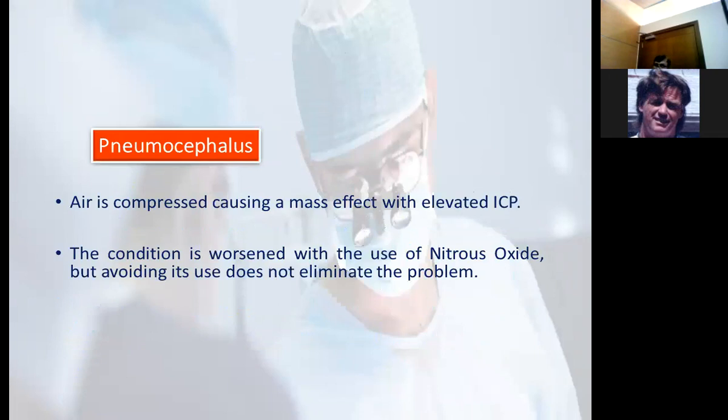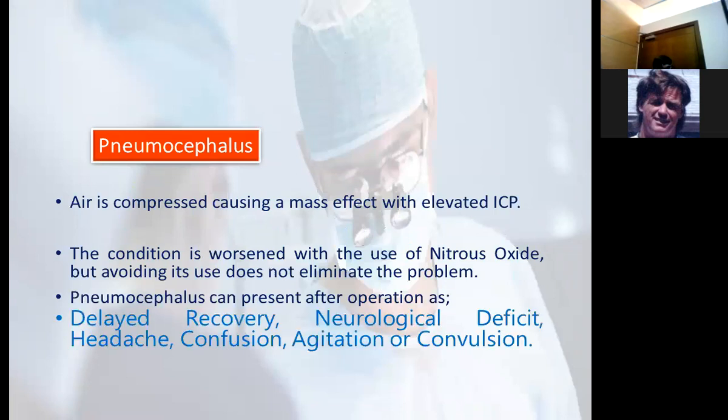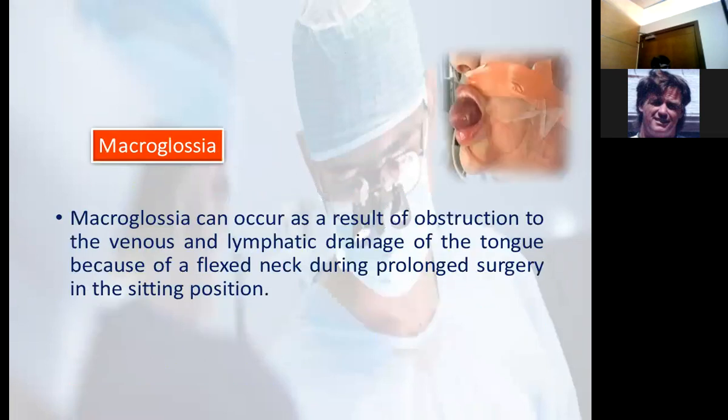Pneumocephalus, air causing mass effect in elevated ICP. As I said, this is the least compressible compartment of the brain. Using nitrous oxide could be a problem in anesthesia because nitrous oxide diffuses into cavities and makes the pneumocephalus even bigger and bigger. Sometimes we see delayed recovery, neurological deficit, headache, confusion, agitation, and convulsion. The best thing to do, and we have done it with Dr. Brian several times, is to do an immediate CT, bring him back to theater and evacuate it to get a better outcome.